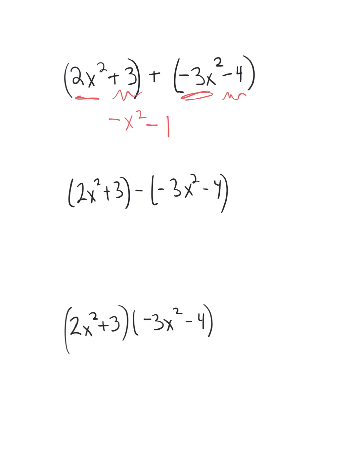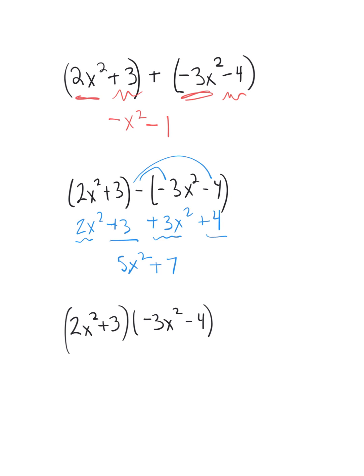Now we're going to do the exact same problem, but this time we have a subtraction sign. We have the subtraction. We need to take and distribute this negative 1. This will become a positive 3x squared. This will become a positive 4. And now I can take and combine like terms. I have a 2 and a 3x squared. That'll be 5x squared. And my constants are a 3 and a 4. That'll be plus 7.